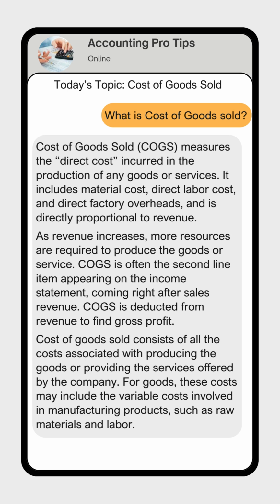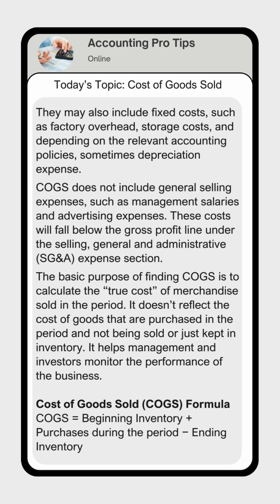Cost of goods sold consists of all the costs associated with producing the goods or providing the services offered by the company. For goods, these costs may include the variable costs involved in manufacturing products, such as raw materials and labor. They may also include fixed costs, such as factory overhead, storage costs, and depending on the relevant accounting policies, sometimes depreciation expense. Cost of goods sold does not include general selling expenses, such as management salaries and advertising expenses. These costs will fall below the gross profit line under the selling, general and administrative (SG&A) expense section.